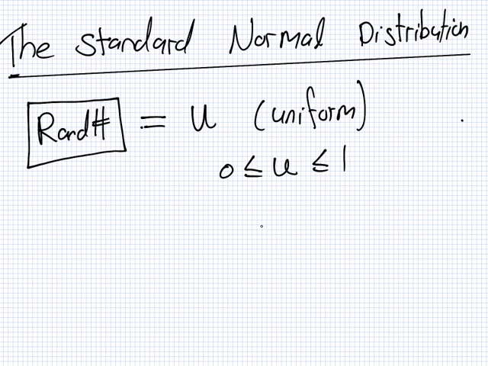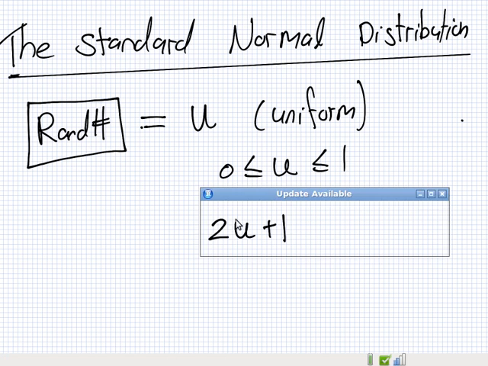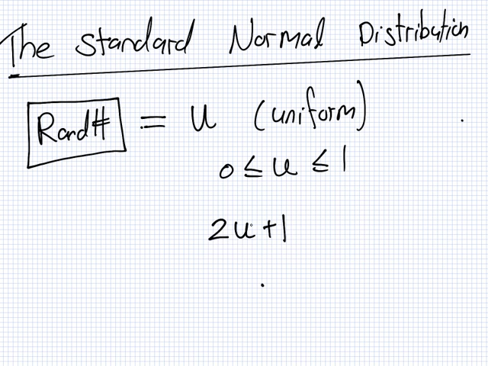So for example, if I said something like 2U plus 1, that would be a random number between what? Between 1 and 3. Because the biggest U could be is 1, and the smallest it could be is 0. So it could be between 1 and 3. Now, this uniform button had some use for us. It let us do the integration in the coursework too.